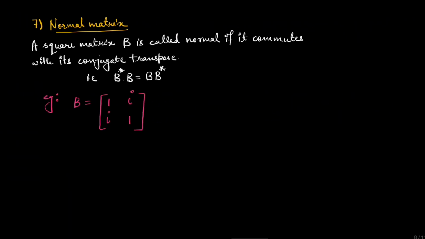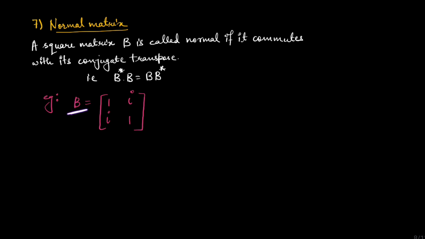Next type is the normal matrix, right? A square matrix is called a normal matrix if it commutes with its conjugate transpose, that is, B conjugate transpose B and B into conjugate transpose B are the same. I am not saying that it is going to be equal to the identity matrix. If that happens, it will be known as a unitary matrix. In a normal matrix, we are saying that it simply commutes with its conjugate transpose, right?